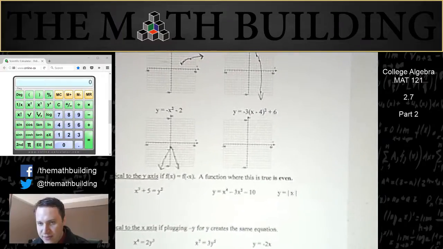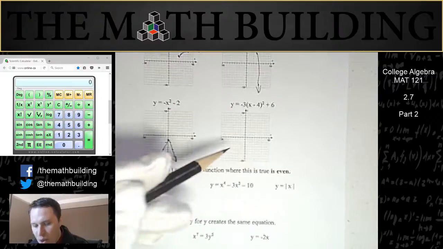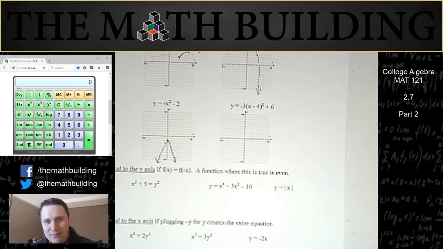Last one to do on this: y equals -3 times (x minus 4) squared plus 6. Why don't you pause the video and try to do it on your own, and then I'll show you the answer in a few seconds. So see if you can get it on your own really fast.